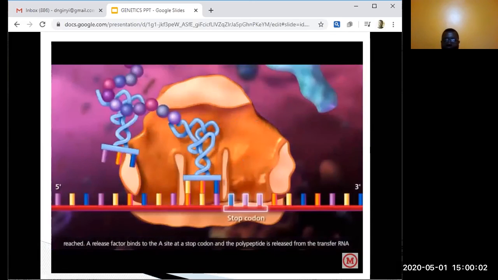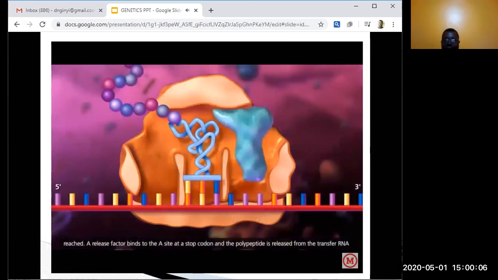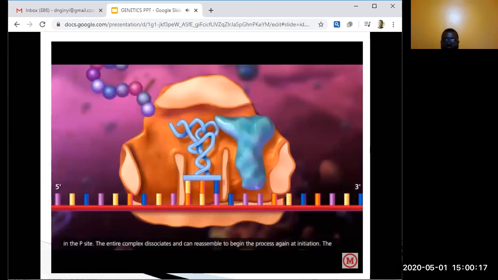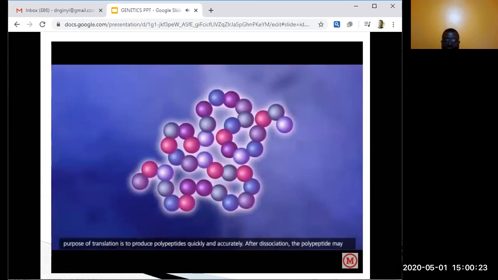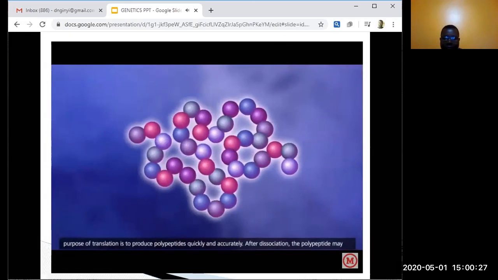A release factor binds to the A site at a stop codon, and the polypeptide is released from the transfer RNA in the P site. The entire complex dissociates and is again at initiation. The purpose of translation is to produce polypeptides quickly and accurately.